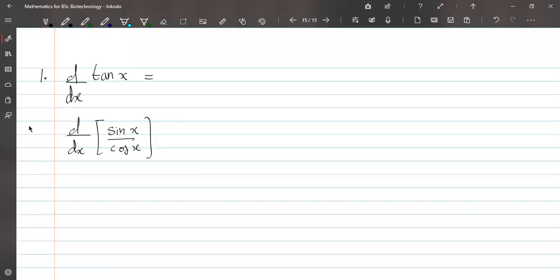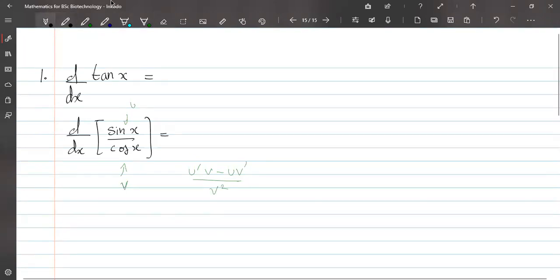So here you have u by v. So you want, what is the order? u dash v minus u v dash, by v square, because the derivative of u by v is u dash v minus u v dash by v square. Yeah, there you get minus, so correct.